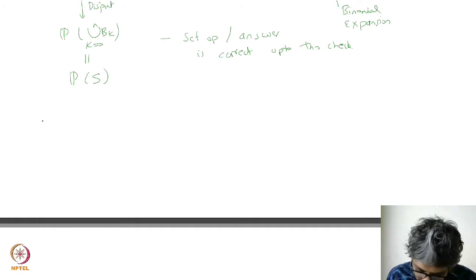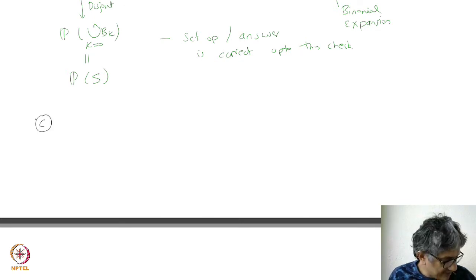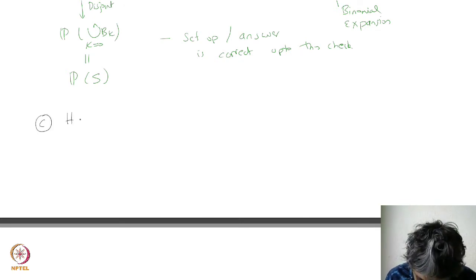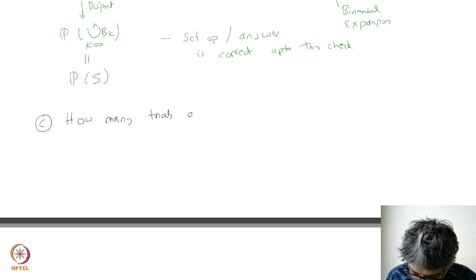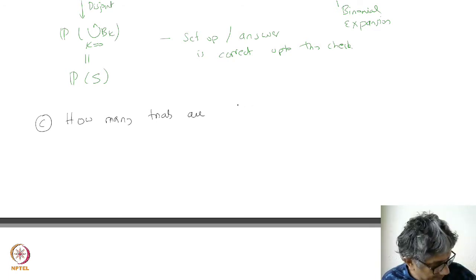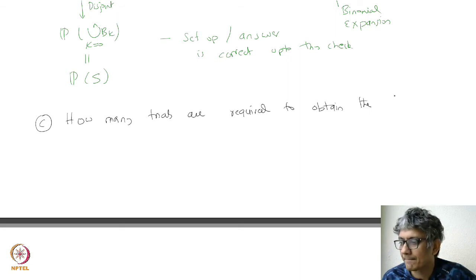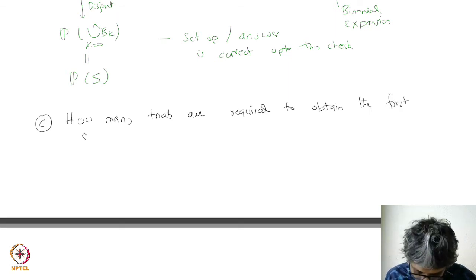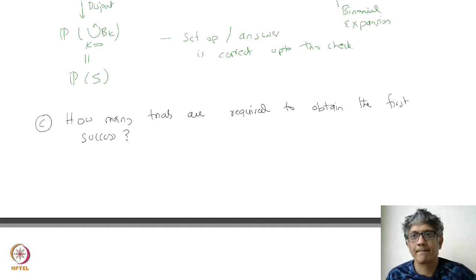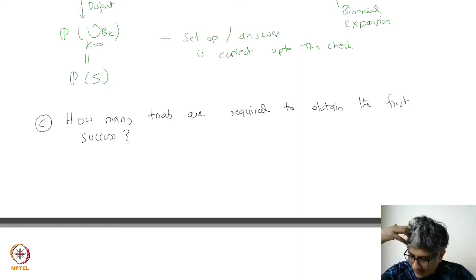Let's say this is C in the book. I'll leave it as C, question number C. I won't do B. You can do B yourself. So let's say I want to know how many trials are required to obtain the first success. So that means how many trials do you have to make till you observe the first success.